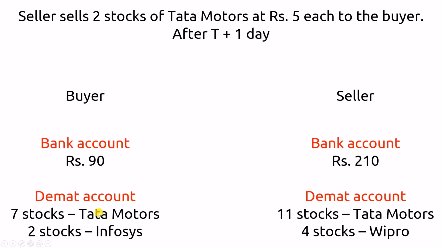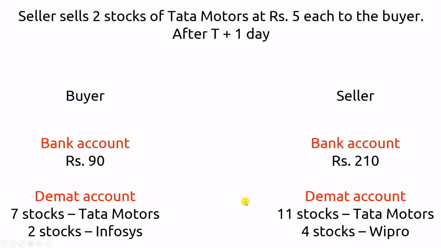Now what does the Demat account reflect? In the buyer's Demat account, it says that he has 7 stocks of Tata Motors. Previously he had 5. So he bought 2 and so now he has 7. And he has 2 stocks of Infosys. In the Demat account of the seller, it says he has 11 stocks of Tata Motors because he has sold 2 to the buyer. And he has 4 stocks of Wipro.